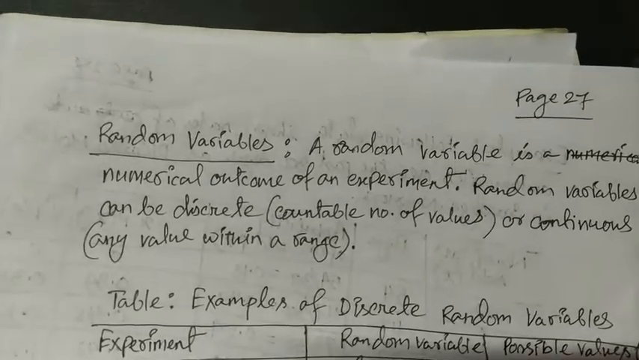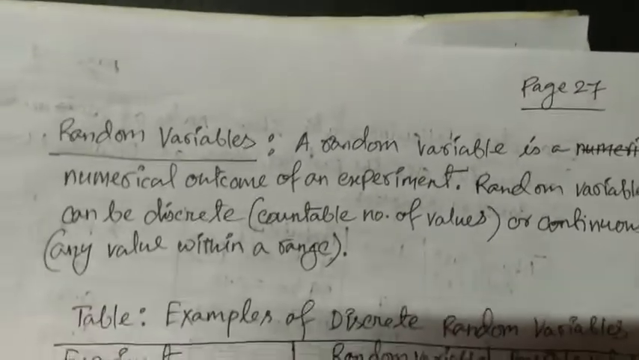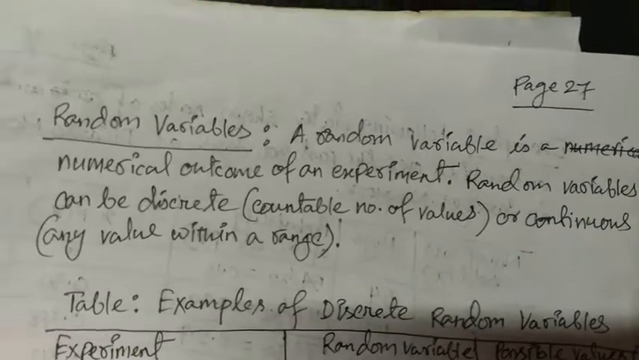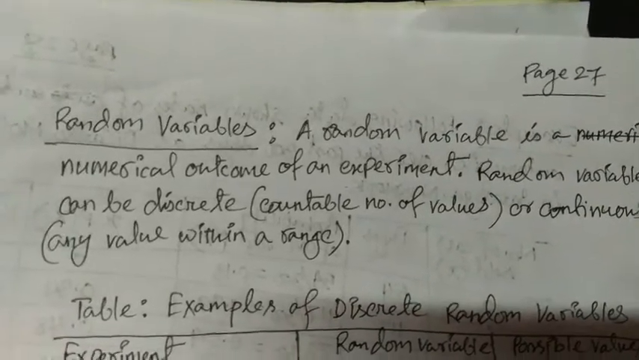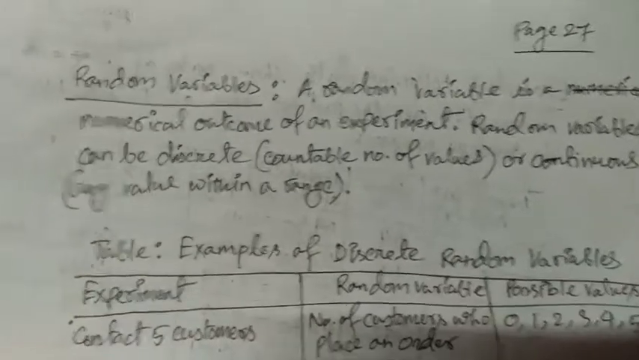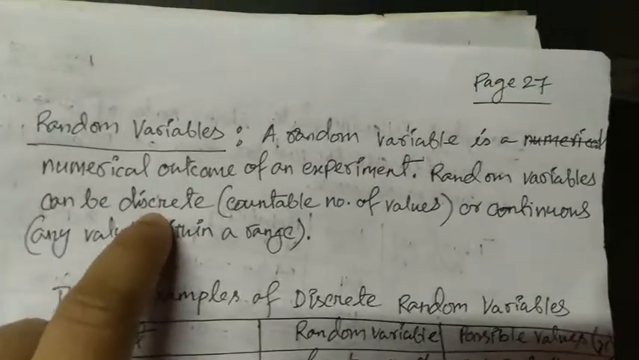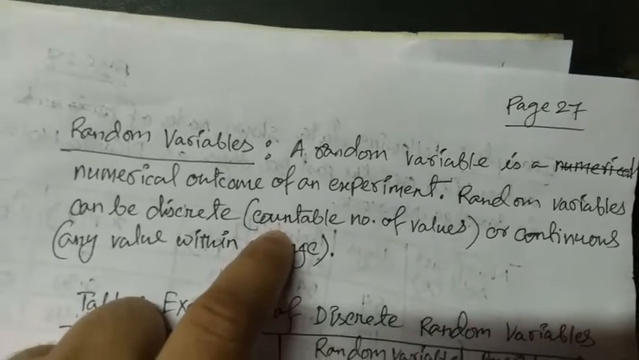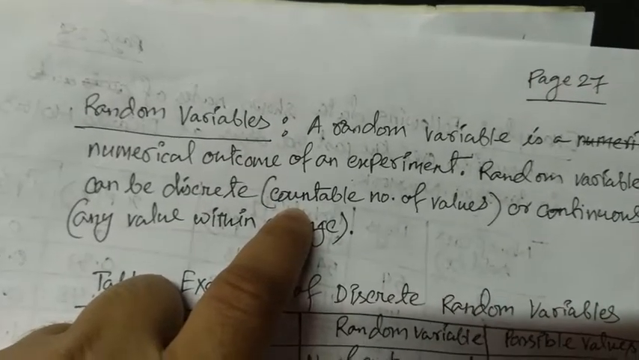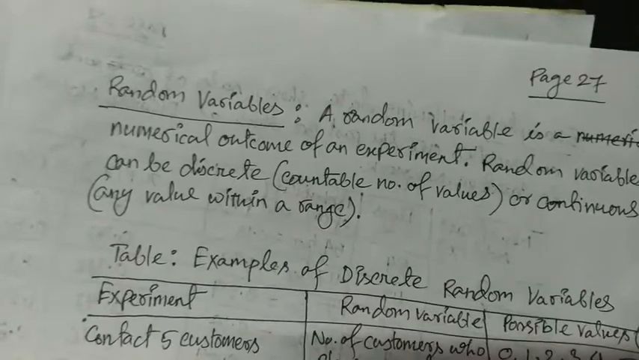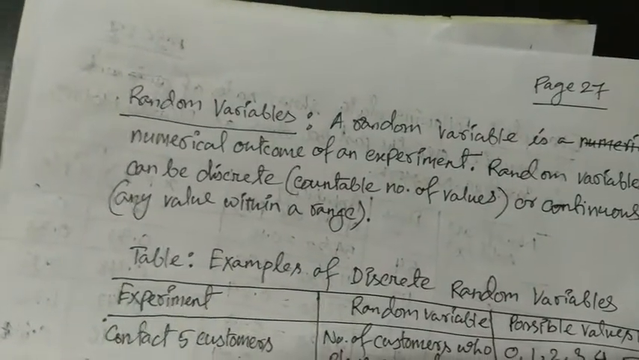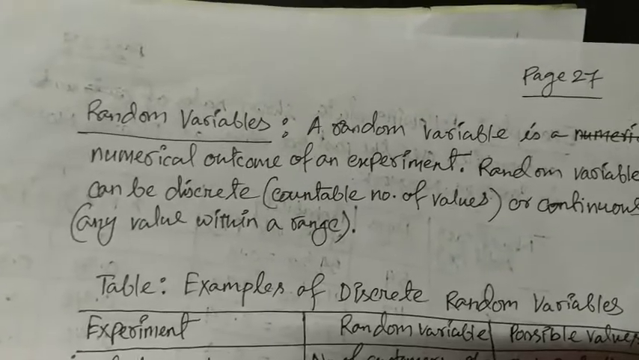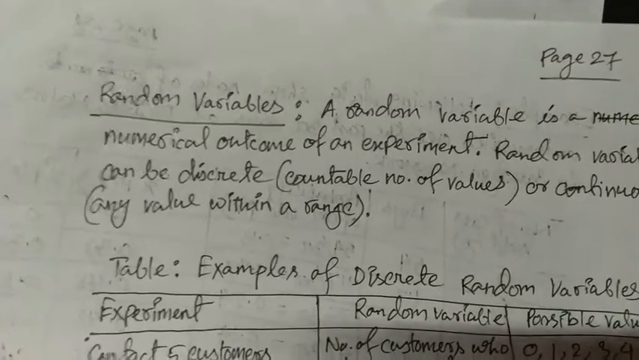So when we do an experiment, the numerical outcome of that experiment can be called a random variable. Normally a random variable comes with probability. Random variables can be discrete, that means when the values are countable, when the random variable comes with a countable number of values, like 1, 2, 3, 0, 1, 2, 3, 4, 5. So when the values are countable, we call it discrete.